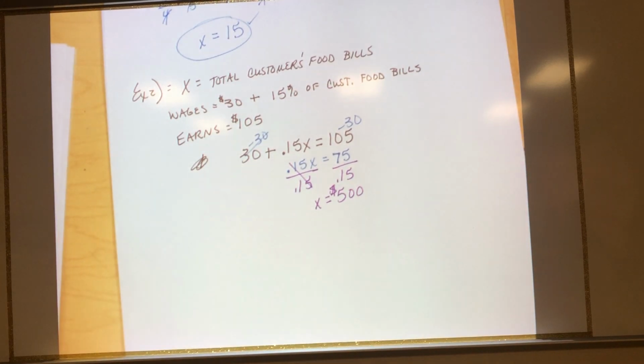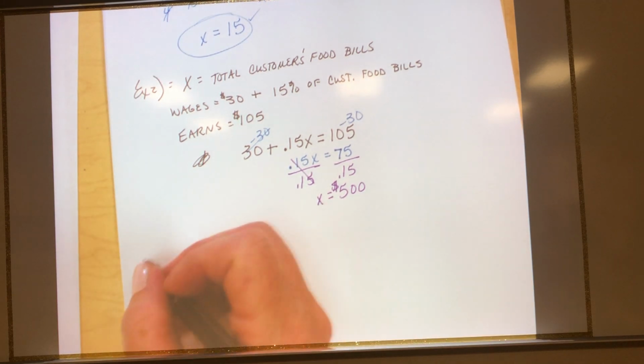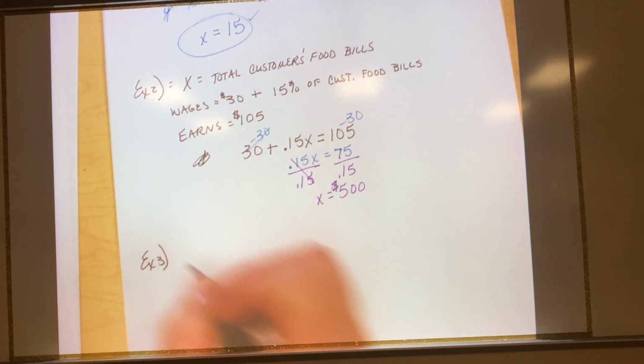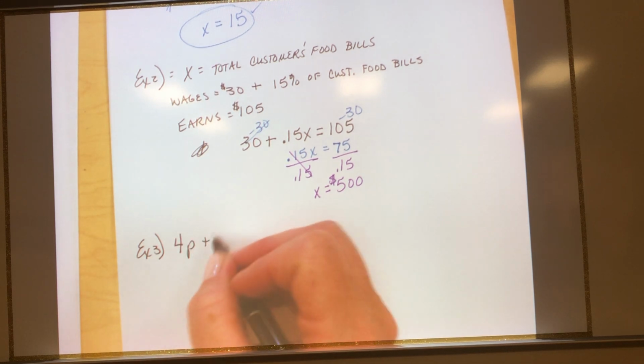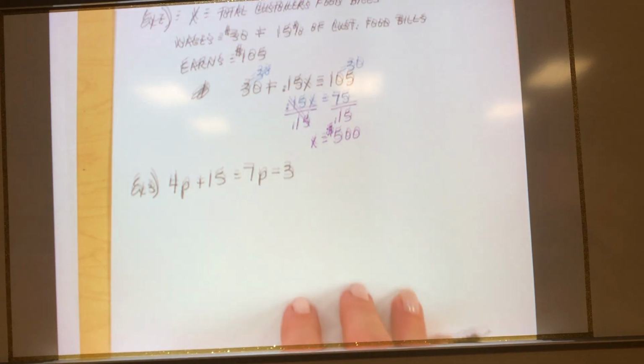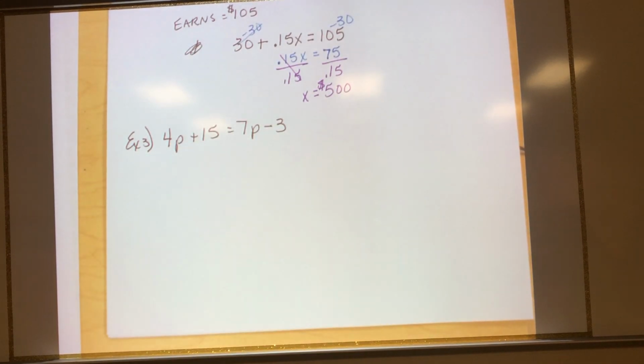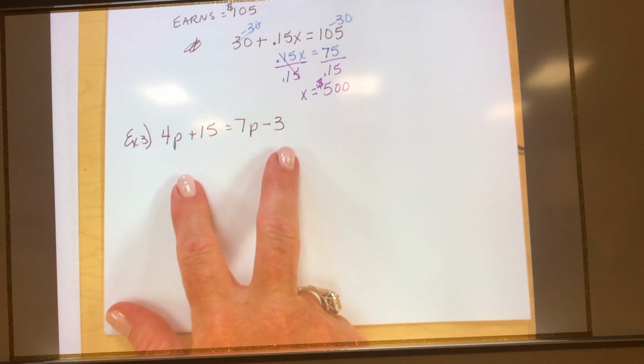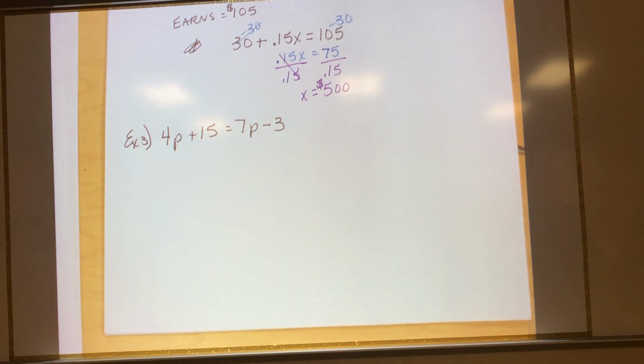We got about two more problems? Yes, two more problems. We have 30 more. Okay, so it shouldn't take us long. Example 3, 4P plus 15 equals 7P minus 30. All right, so what's different about this problem? It seems like we already worked something like this. We have variables on both sides. Oh, okay, we got p's on both sides. Oh, that could be a problem, all right? So we gotta put the p's on one side. Is there a particular side you have to put them on?